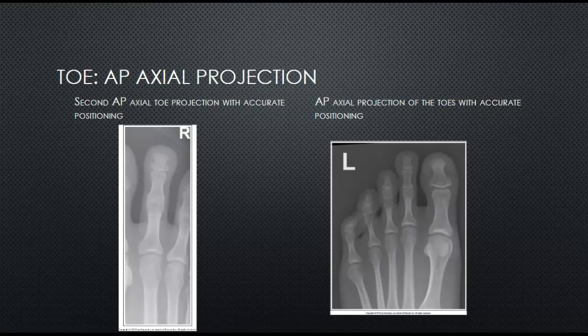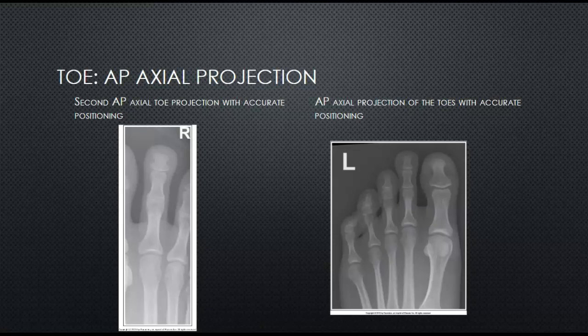The interphalangeal joints and the metatarsal phalangeal joint should be demonstrated as open. The phalanges are seen without foreshortening. No soft tissue or bony overlap with the adjacent digits is present.